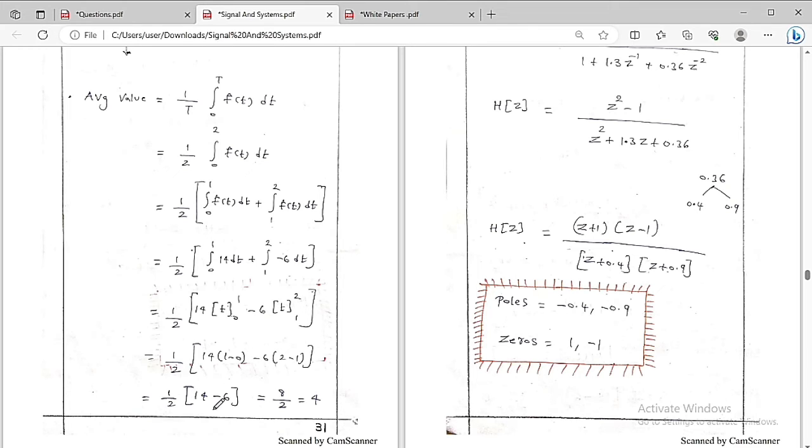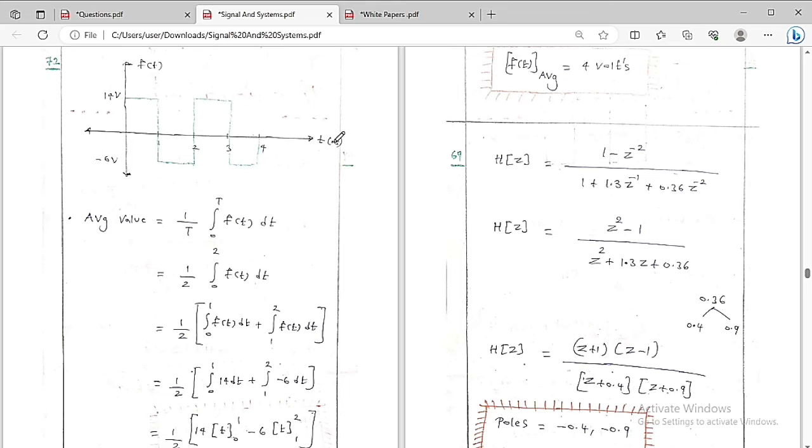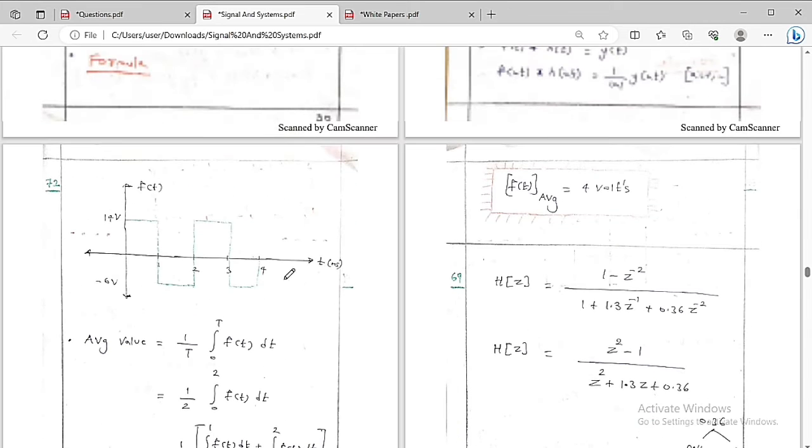So 14 minus 6 by 2. 14 minus 6 is 8, 8 by 2 is nothing but 4. So we get 4 volts, because I have not taken the milliseconds here. Whether it is in milliseconds or seconds, they are going to get cancelled, because here also time, here also time. Both the units cancel, and anyway you get the same solution. So the average value is equal to 4 volts, which is the correct solution of this question.